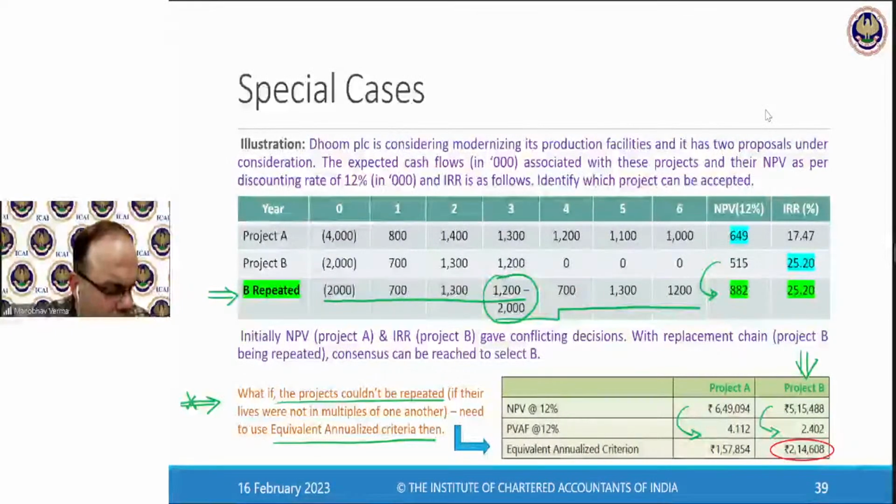So Vishwaja is asking, are we discounting again from year one? Vishwaja, we are not discounting here in the equivalent annualized criterion. We are dividing the NPV by the present value annuity factor, calculating what my annualized value is in terms of the time value of money. Whichever project is giving me the maximum number, I am selecting that. That's project B.